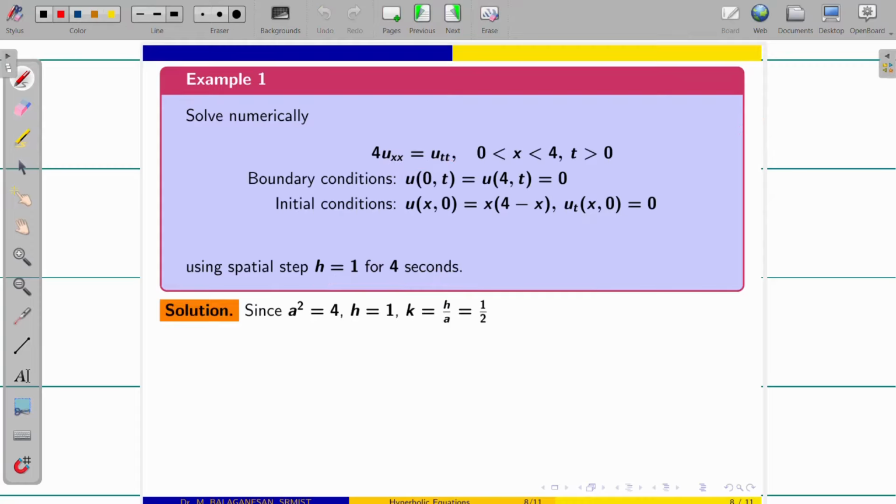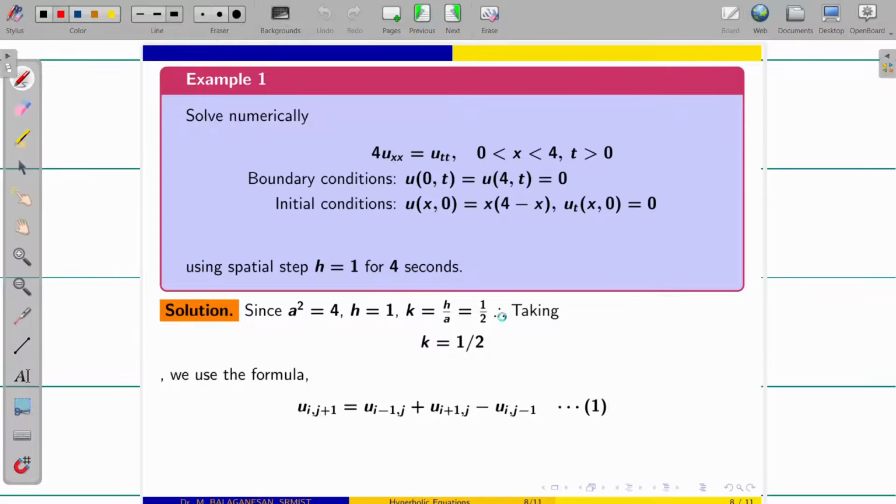Take the question: a square into u double x equivalent to u double t. What is the value of a square? It is 4. Then the h value is given. k equal to h by a, positive value only. a square equal to 4, a equal to plus or minus 2, but we won't take the negative value. So k equal to h by a will be 1 by 2. In the t direction, the difference will be 1 by 2, and in the x direction, the difference will be 1. Clear? That's it. Use the formula.